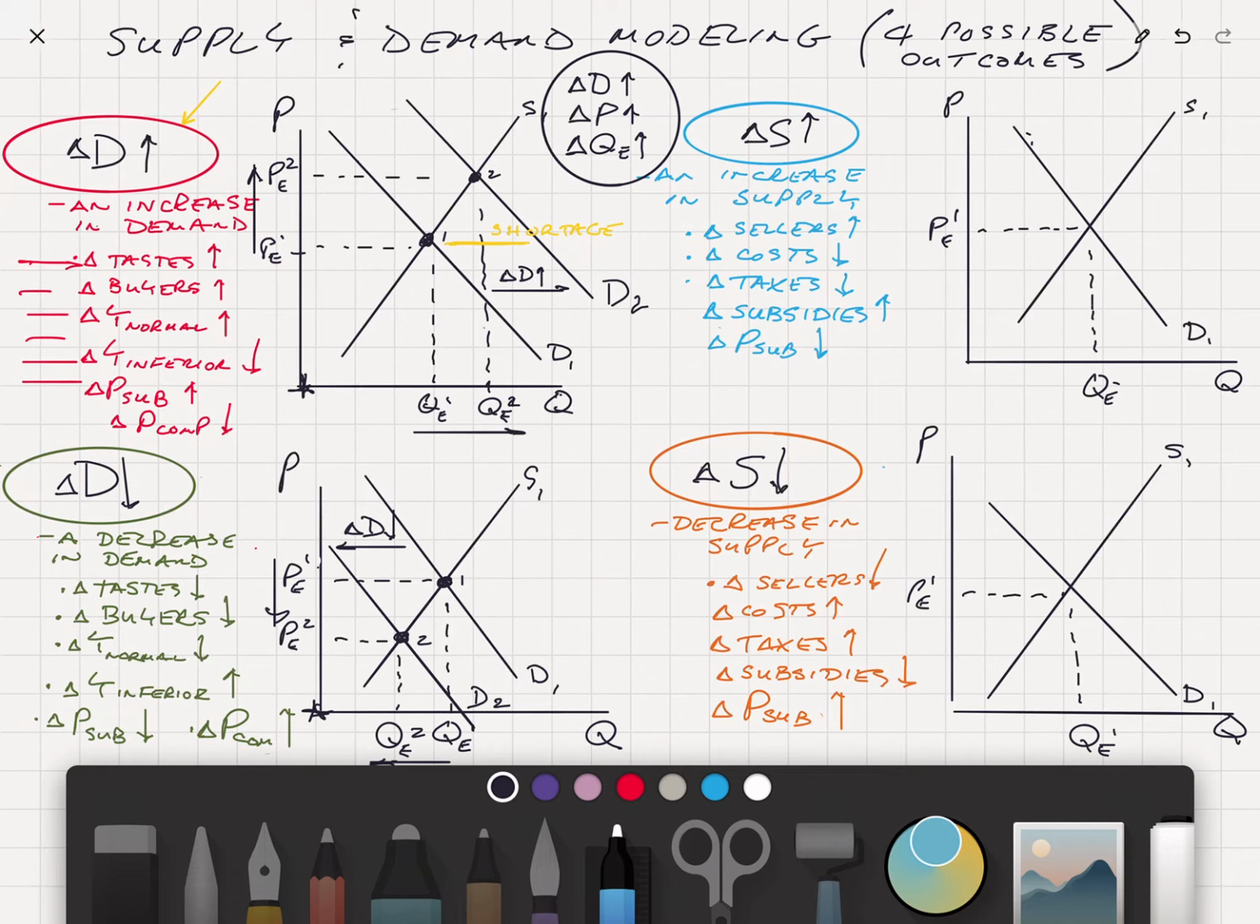Okay, Top Ramen, example of an inferior good. You get a raise at work. Do you go to Costco and buy Top Ramen? No, you take your family out for dinner, right? You're changing the price of a substitute and changing the price of the complement.